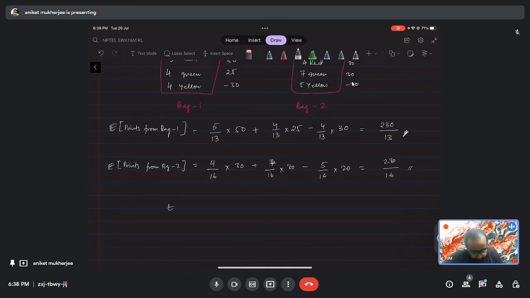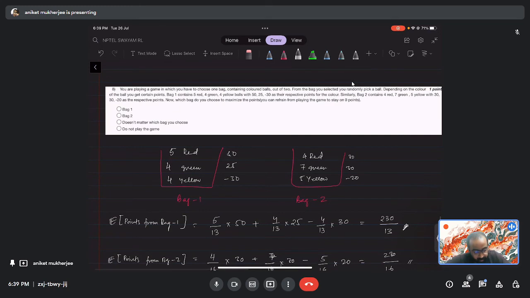So here we have the expected points from bag 1 is greater than the expected number of points from bag 2. So the most probabilistically correct answer is you choose bag 1, because you have a higher expectation of getting more points if you choose bag 1 than bag 2.